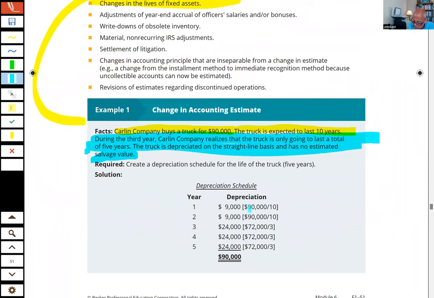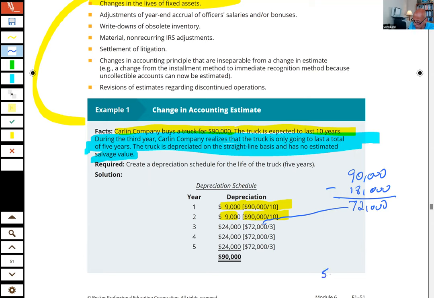So what happens? Since we were depreciating it over a 10-year life, we took what? We took $9,000 the first year and $9,000 the second year. Now, when you look at that, off of a value of $90,000, we've taken $18,000. So that means that now we have this $72,000 that is left at the end of year two, okay? And then sometime during year three, they decide that the thing only has a five-year life.